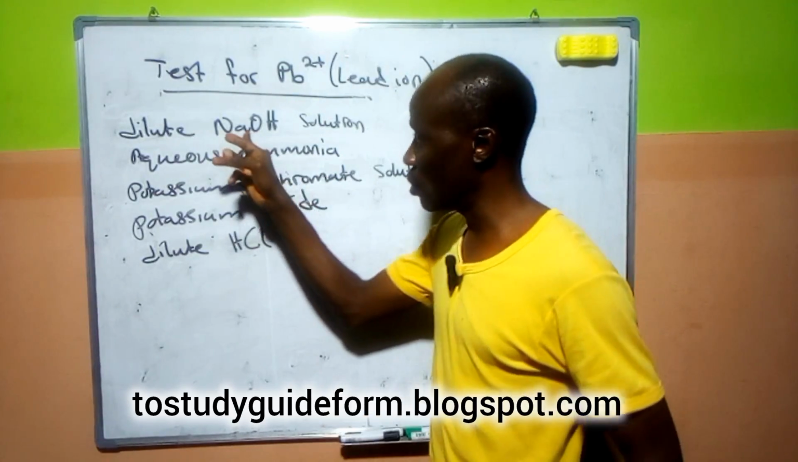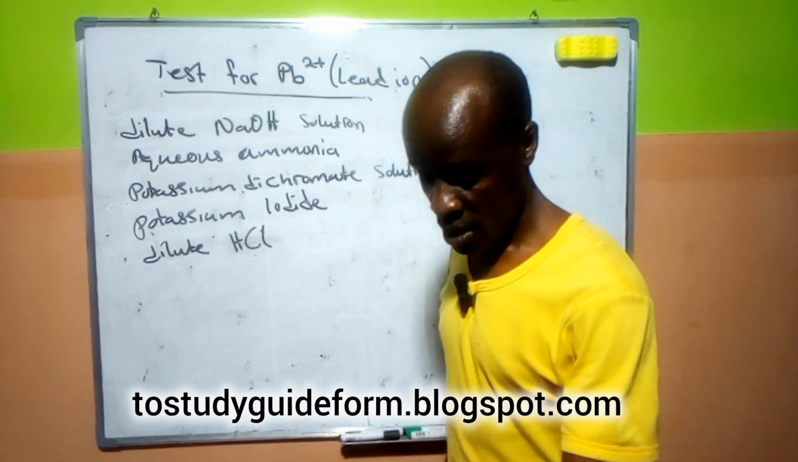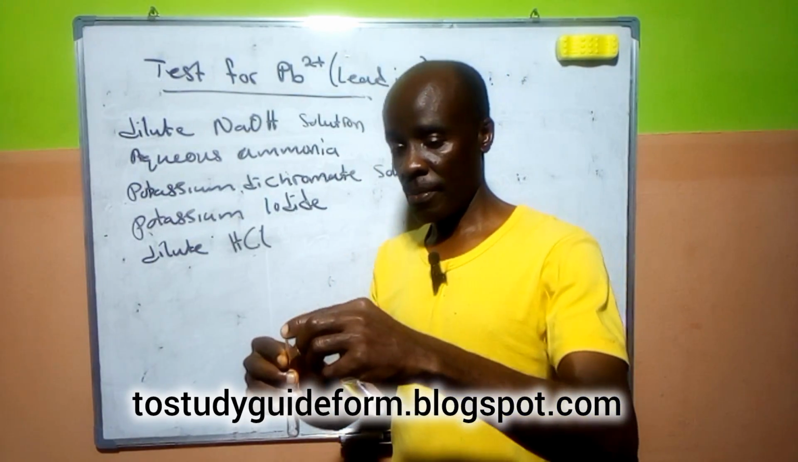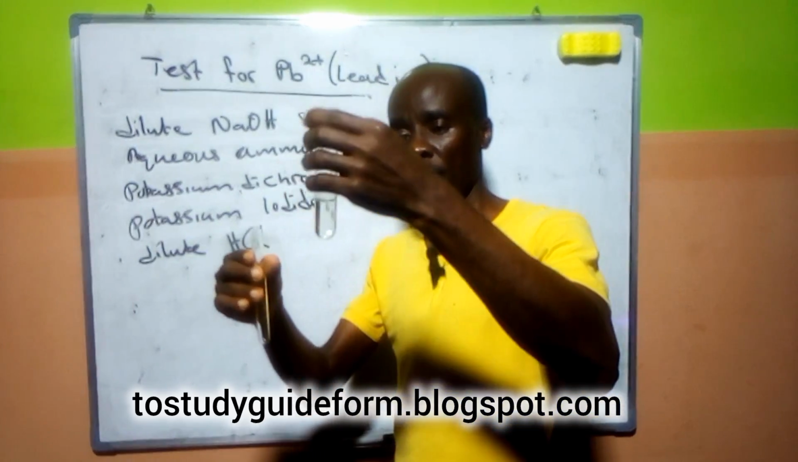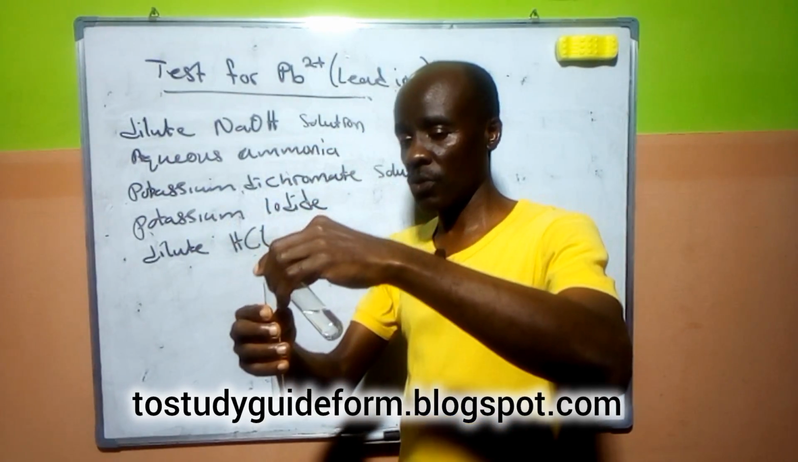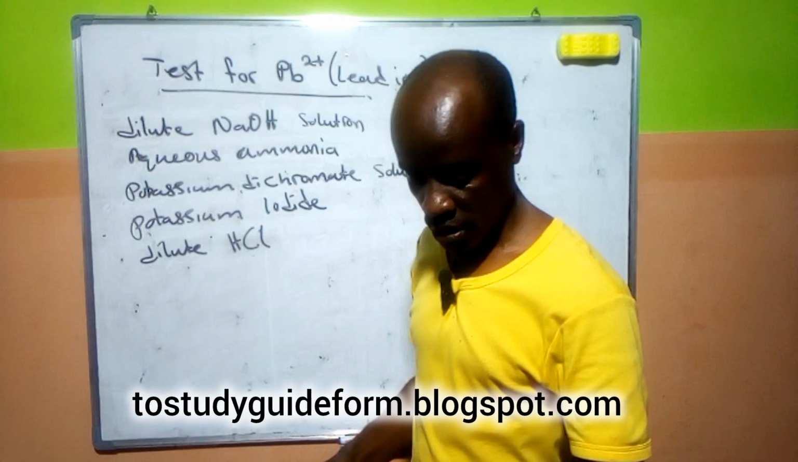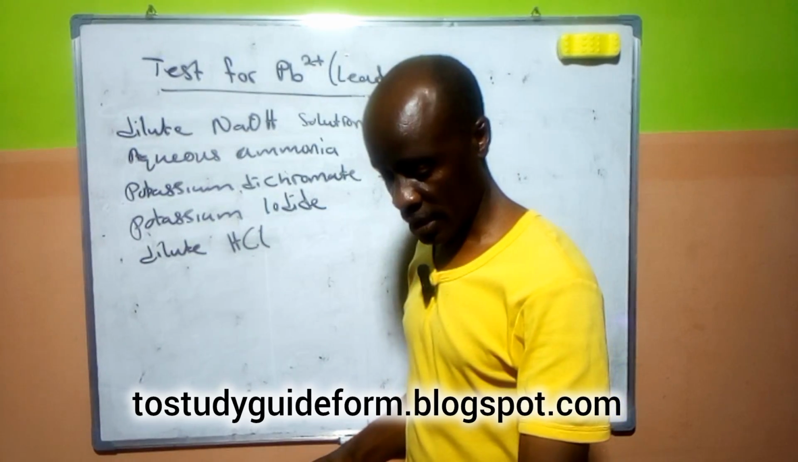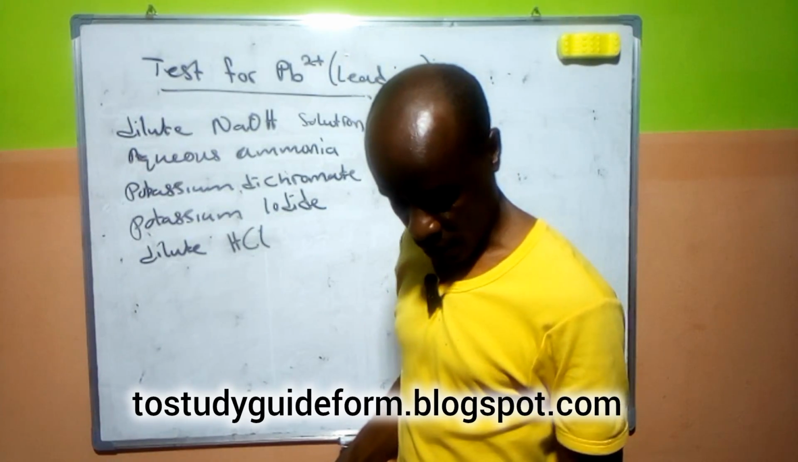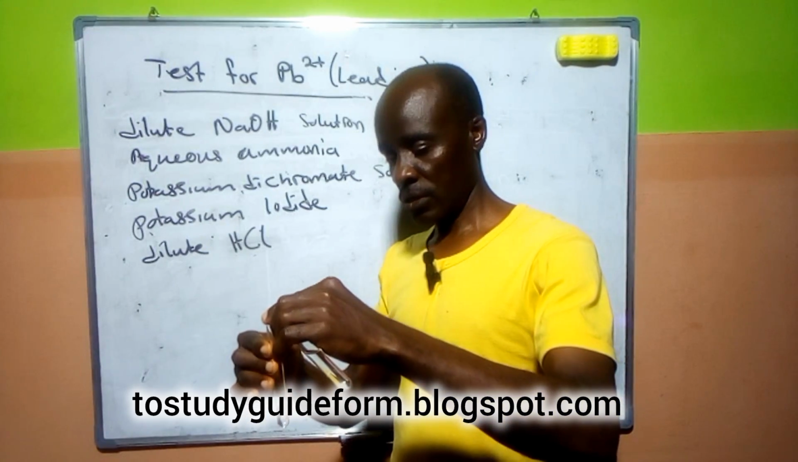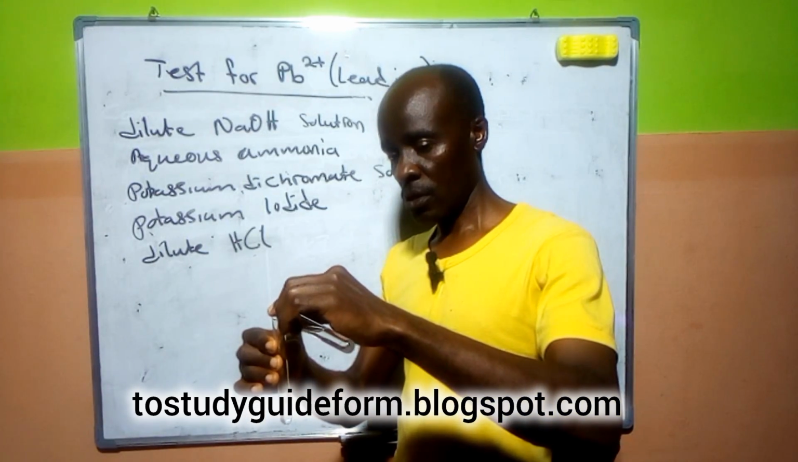The first thing we're going to do now is to test with sodium hydroxide. We're testing with sodium hydroxide. Now we have a solution of lead here. This is a solution of lead. We pour it over into another test tube. So what we do here is, with the sodium hydroxide, we put a few drops of the sodium hydroxide. We add just a small quantity of it.